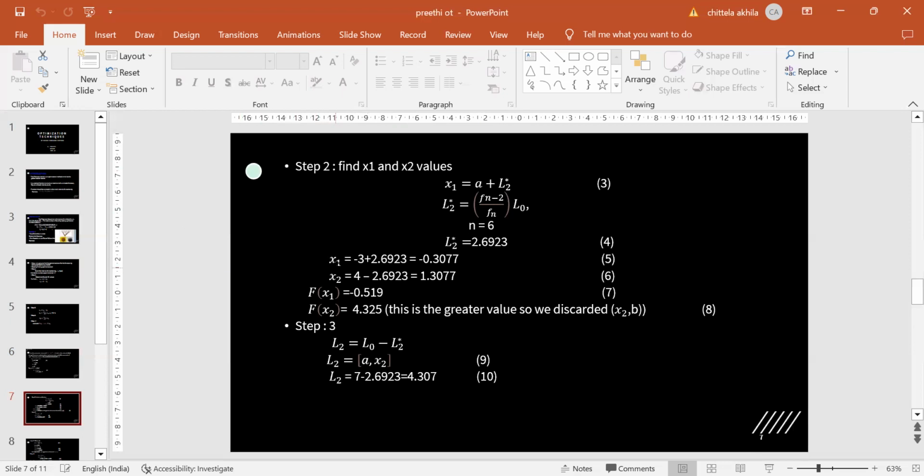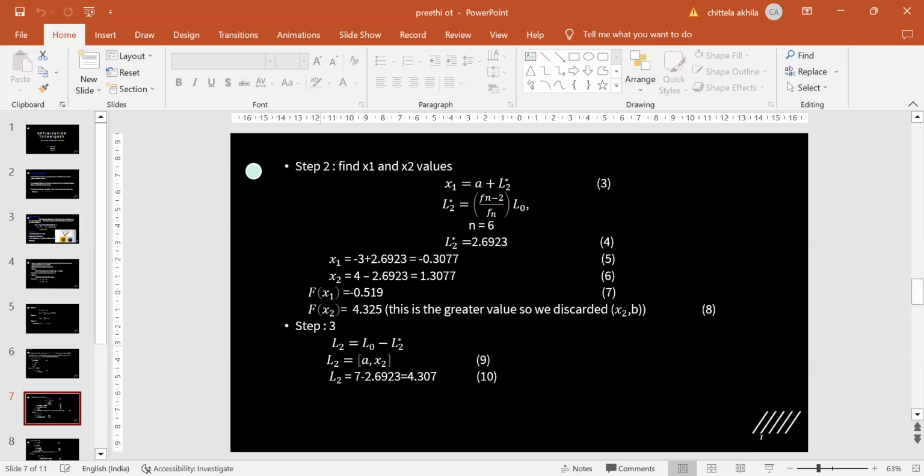So in that way we are finding x1, x2, and then with respect to function values, f of x1, f of x2. Here f of x2 is greater than f of x1. So we have to discard the f of x2, and then our new interval starts with respect to f of x1. So like that, we have discarded x2 to b.